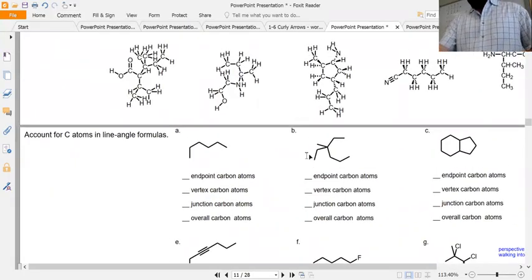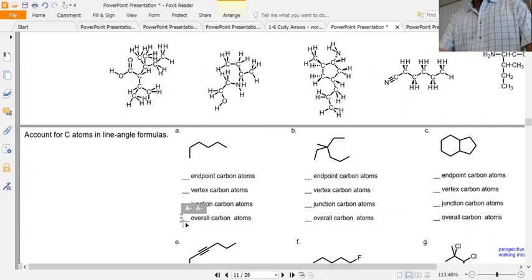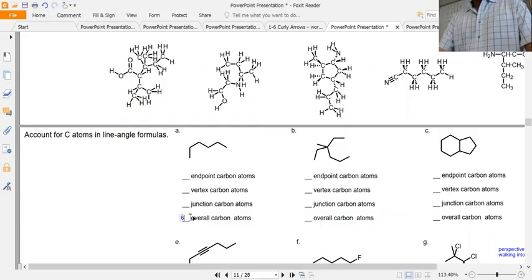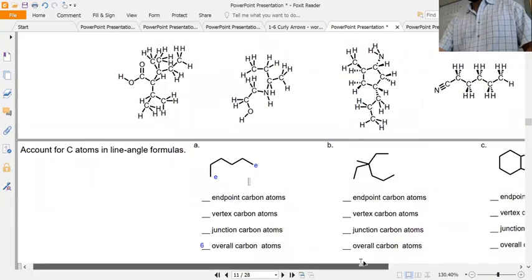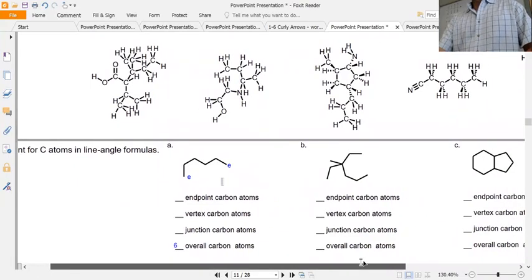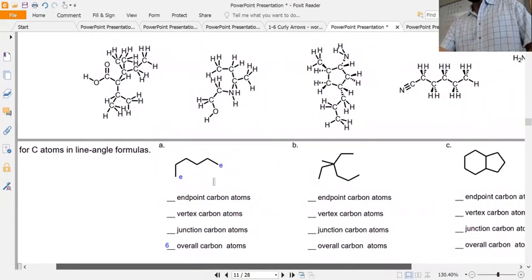Sinclair, would you like to give us A, B, C, and D? How many carbons overall? Oh, that'll suffice for us. Thank you. Correct. Thank you. 6 carbons. You heard it. An endpoint, and the rest are vertexes. Keep going, Sinclair. You do A, B, C, and D for us.